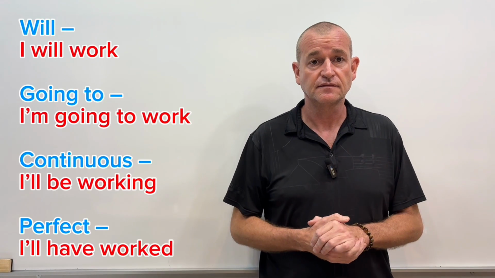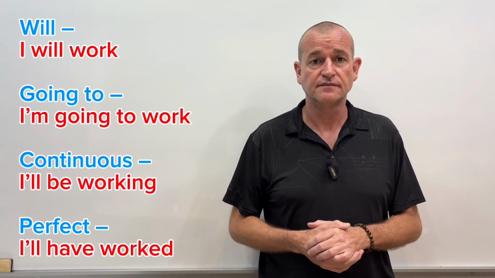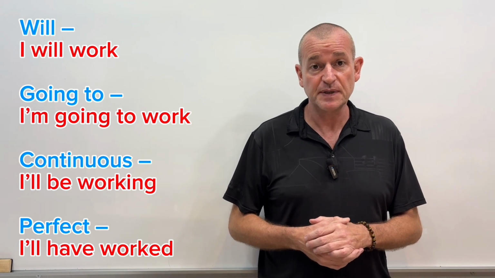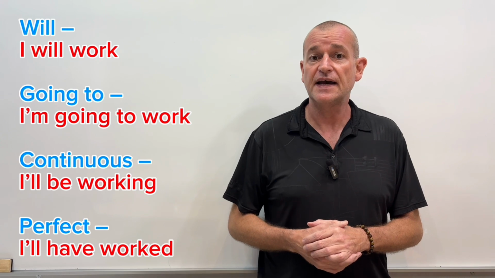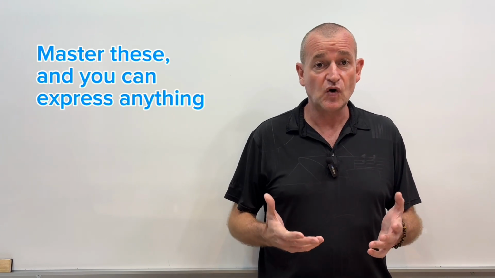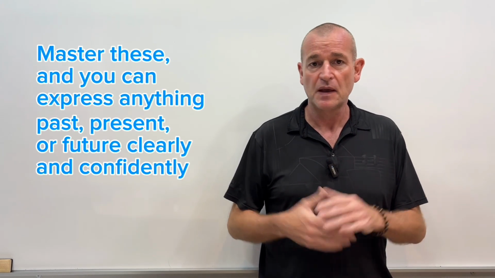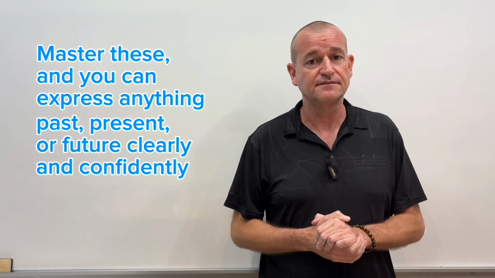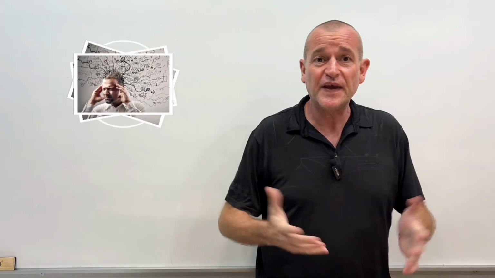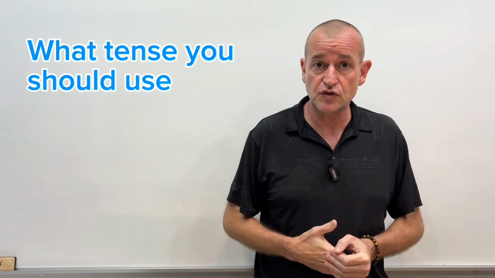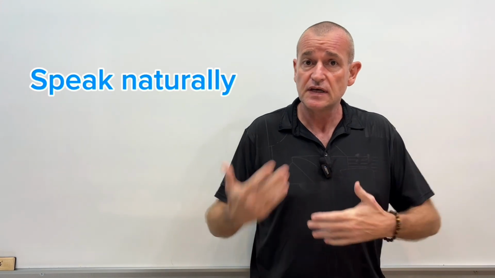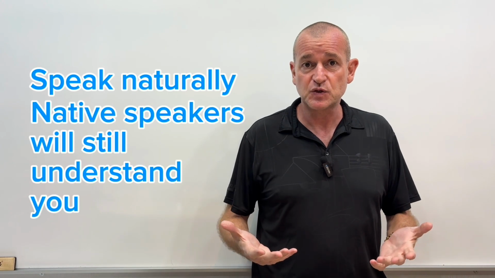Future: will: I will work. Going to: I'm going to work. Continuous: I'll be working. Perfect: I'll have worked. So master all of these and you can express anything, past, present, future, clearly and confidently. As a final tip, don't think too much about what tense you should use, what tense you should have used, what tense you should have been using. Just speak naturally. Native speakers will still understand you.